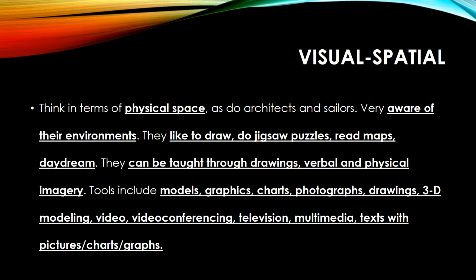First, we have visual spatial. Again, I'm going to give you keywords that I want you to kind of hone in on instead of trying to read everything as a paragraph. So for these students, they think of things in terms of physical space. These students are very aware of their environments. They enjoy drawing, doing puzzles, reading maps, and even daydreaming. They can be taught through drawings and also verbal and physical imagery. A few tools to help these students include models, graphics, charts, photographs, and maybe some drawings.